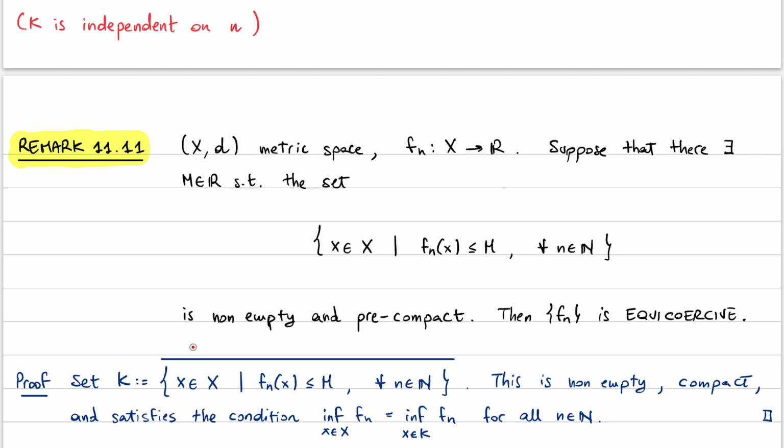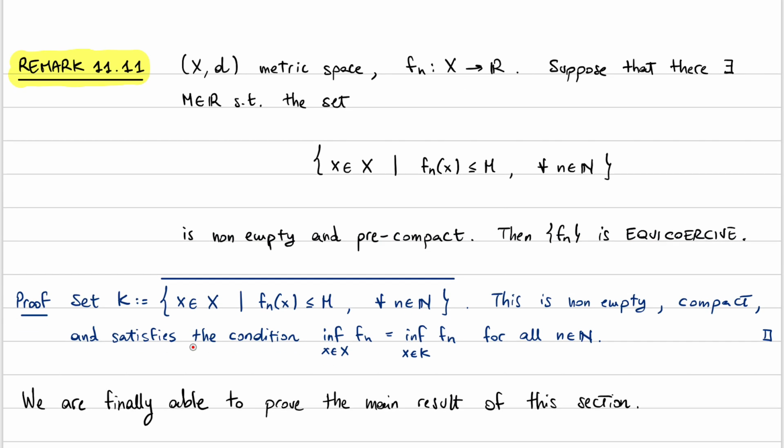Okay, we have this remark that could be useful to check equicoercivity. Let (X,d) be a metric space, F_n be a sequence of functions, and suppose that there exists a constant m in R such that this set here, the common sublevel, the points x in X such that all the functions are less or equal than m for every n.